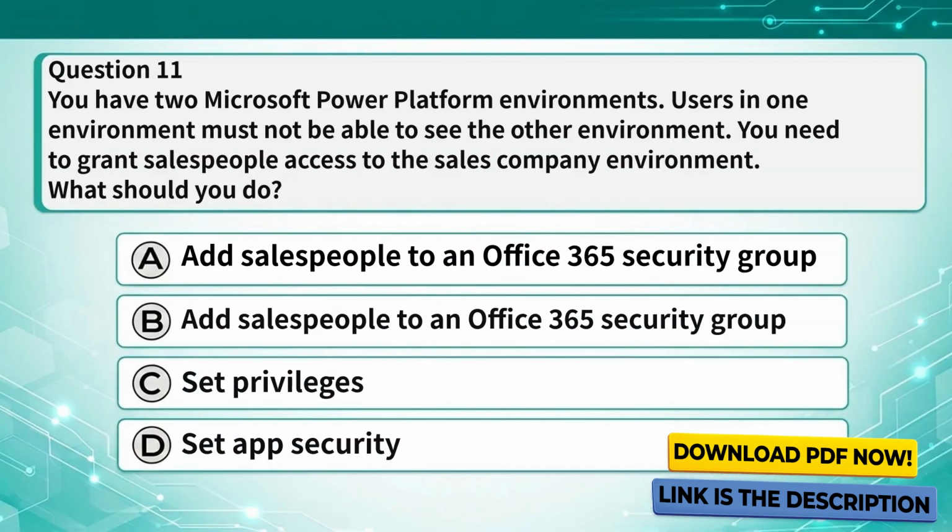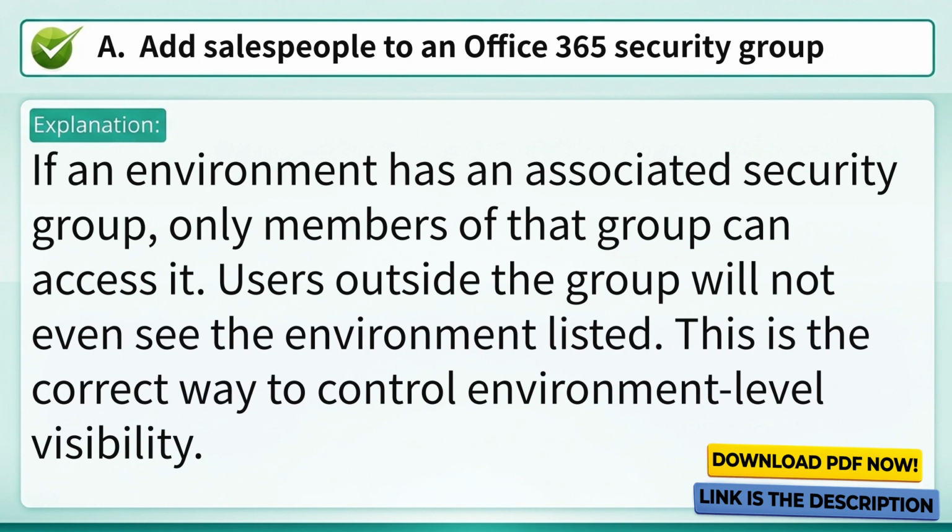Question 11. You have two Microsoft Power Platform environments. Users in one environment must not be able to see the other environment. You need to grant salespeople access to the sales company environment. What should you do? A. Add salespeople to an Office 365 security group. B. Add salespeople to a security role. C. Set privileges. D. Set app security. Correct answer. A. Add salespeople to an Office 365 security group.